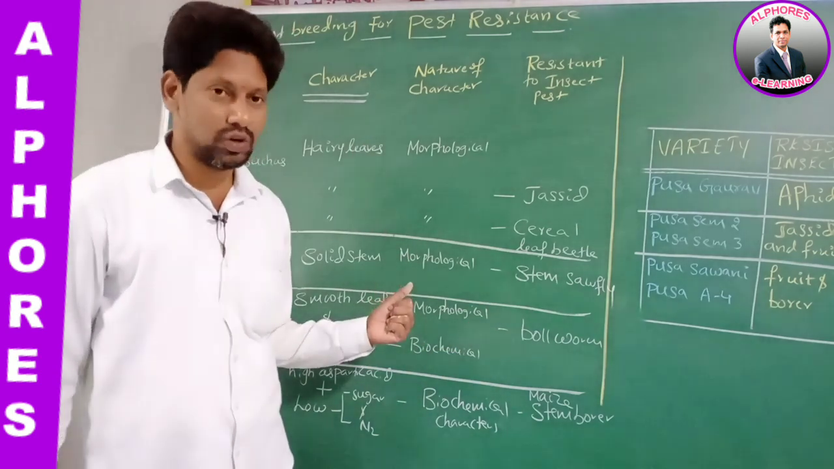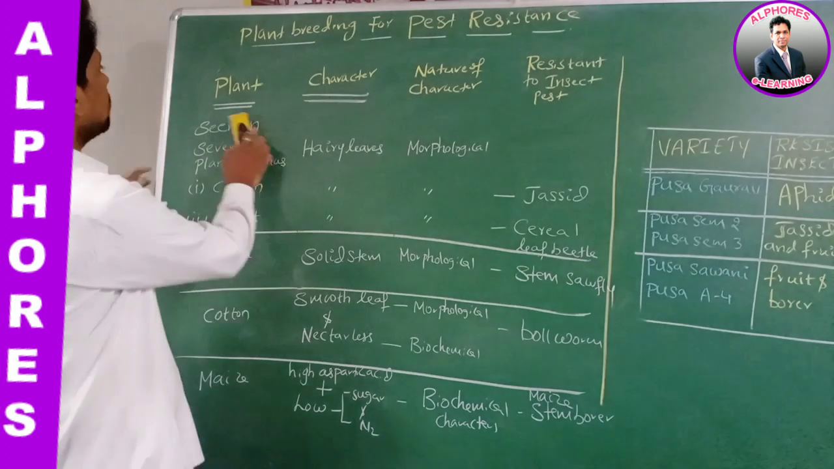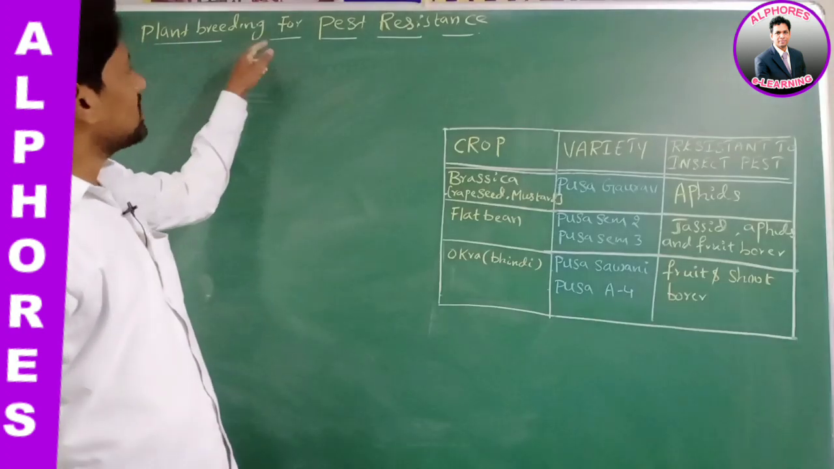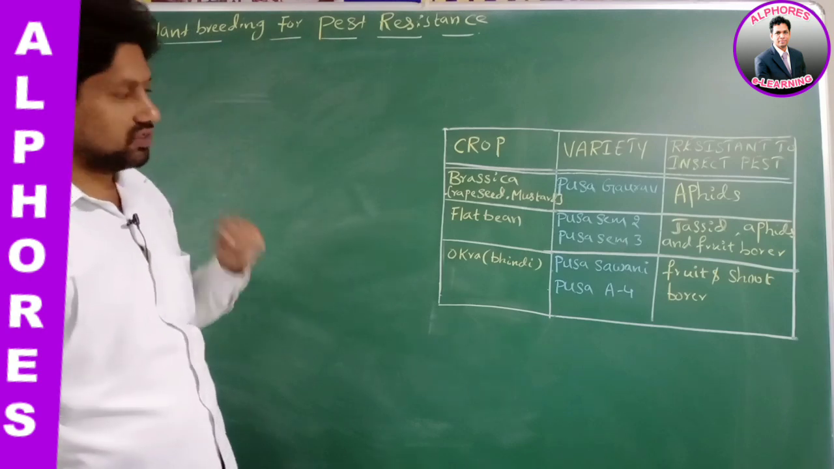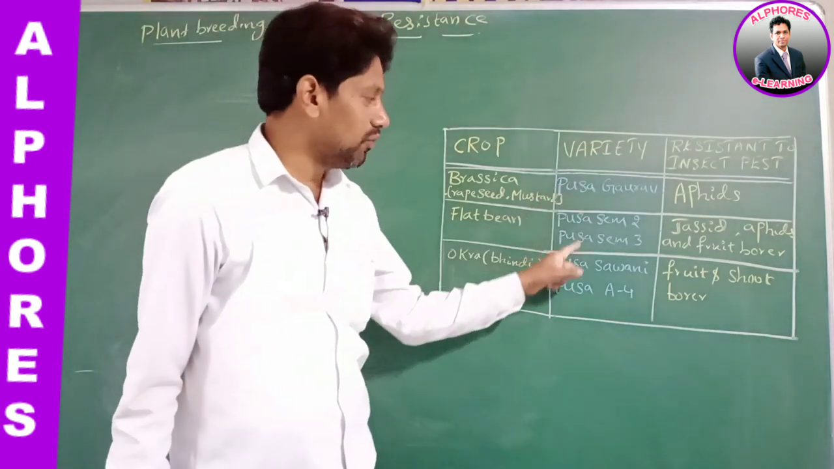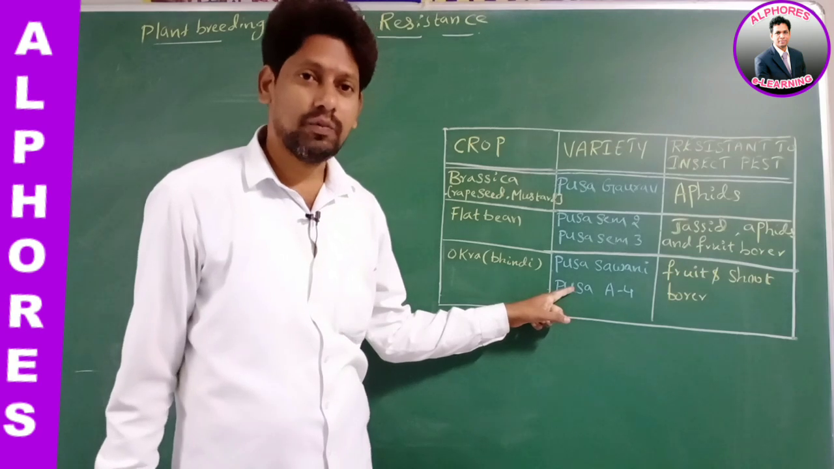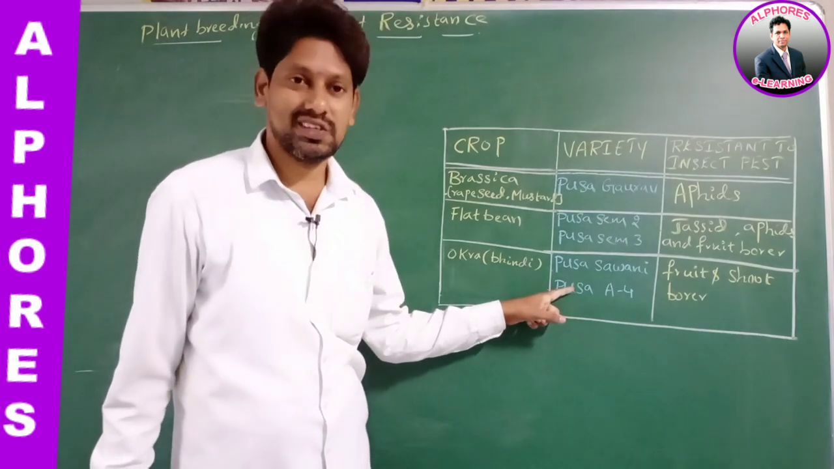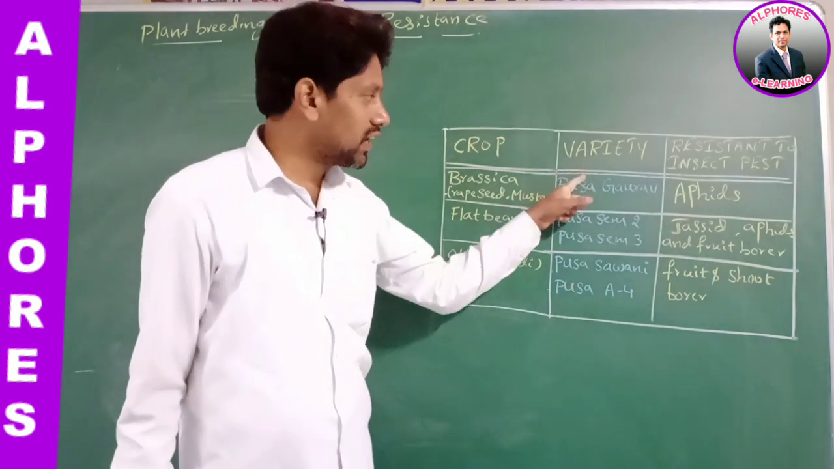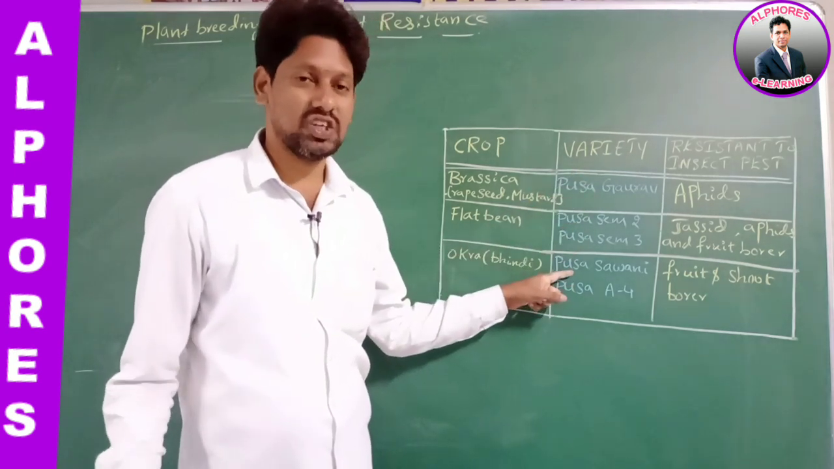Are these statements okay? Clear, right? We are discussing plant breeding for pest resistance. Now listen, these are some crop varieties which are resistant for pest. These varieties are produced by hybridization and selection.